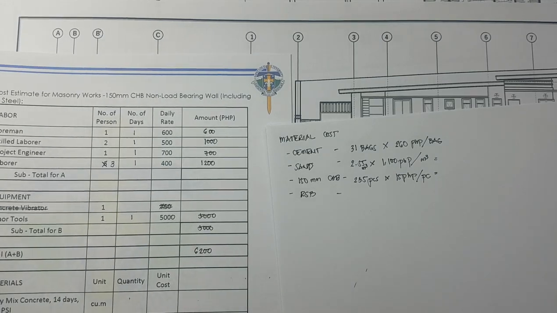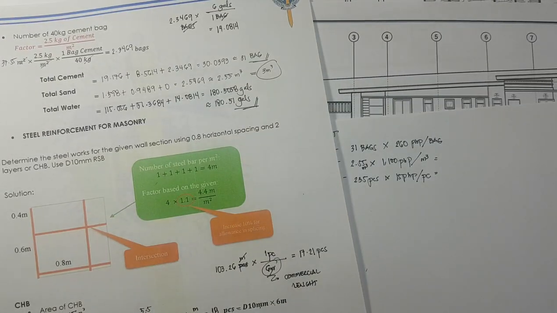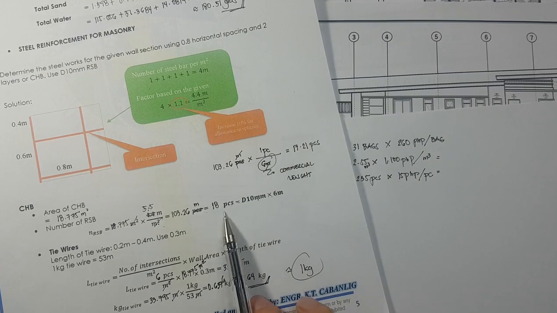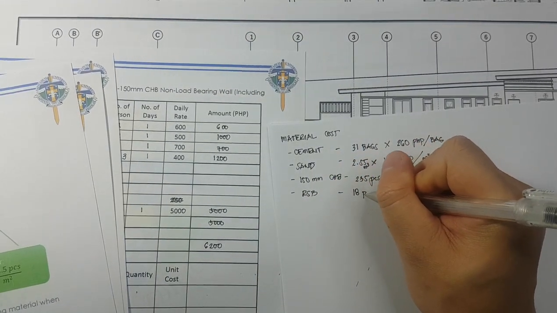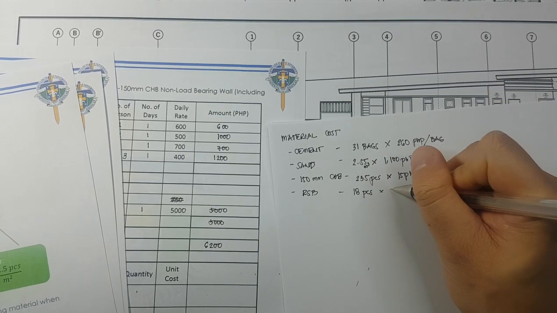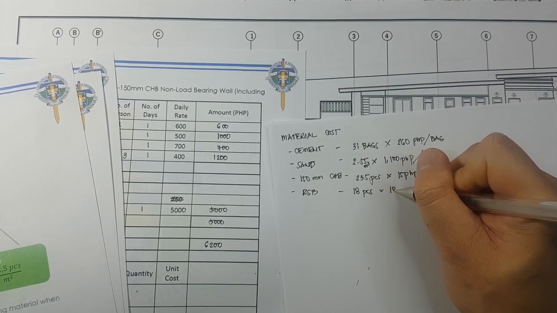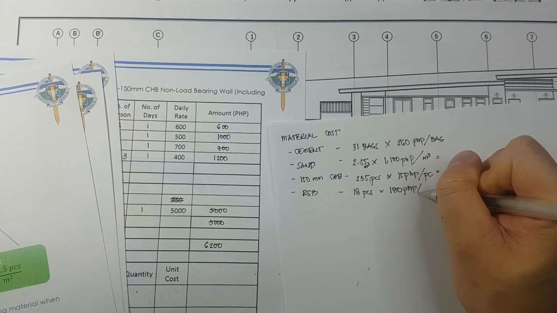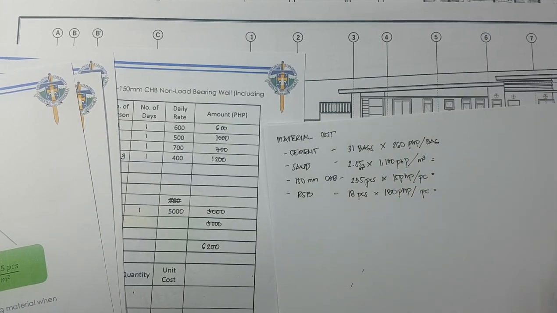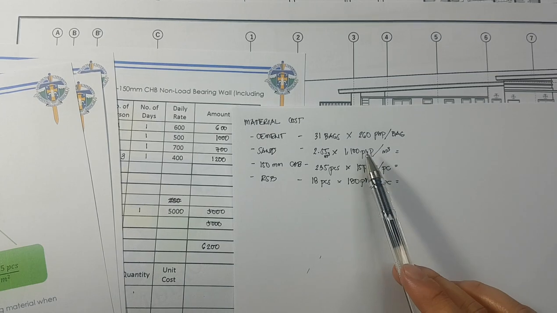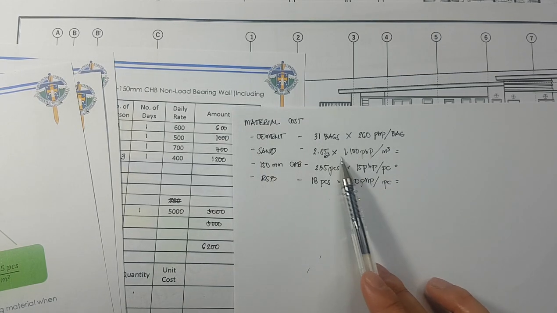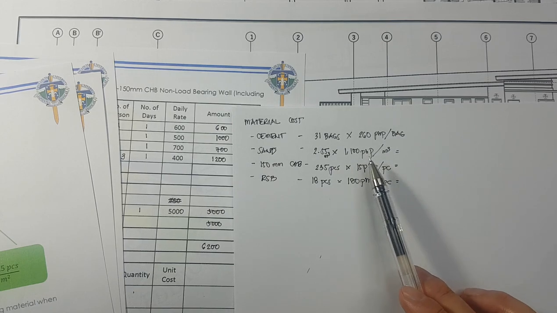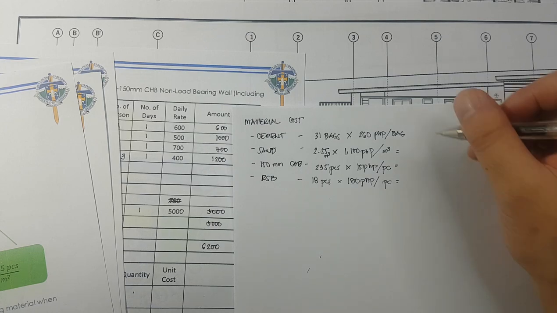Then, for the RSB, how many steel bars did we compute? We have 18 pieces. Okay, so 18 pieces times, let's say it is around 180 pesos per piece. Okay, so it also plays an important role that you should know the prices of materials in your area. Okay, so that varies, depending also on the transportation cost of materials.